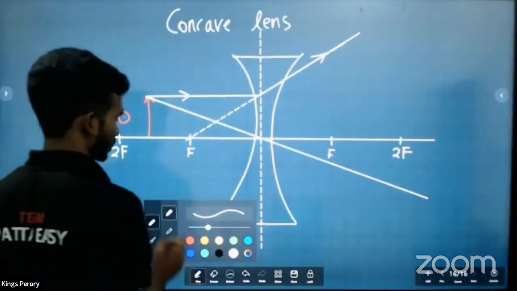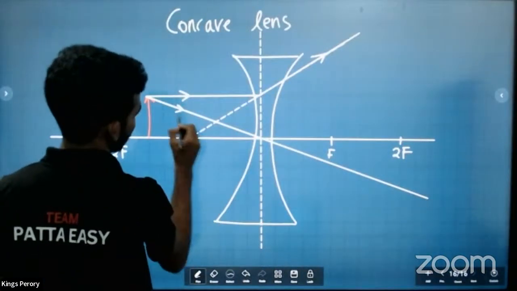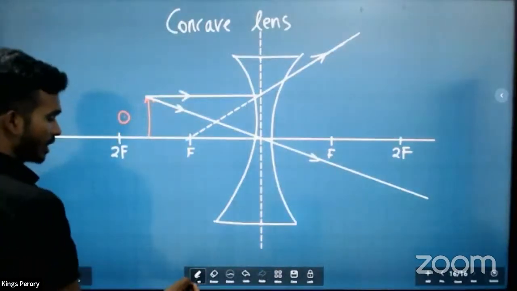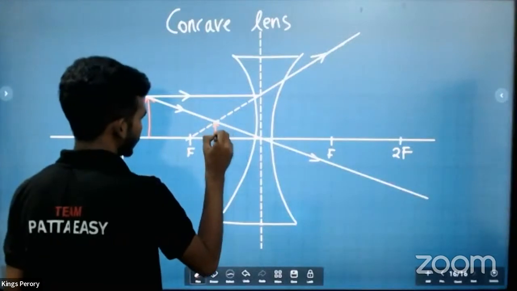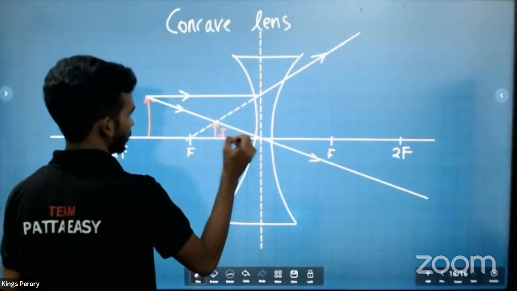Travels in the same path. No refraction. Where are they meeting? They are meeting here. This is your head. Then that is the head. This is your image.